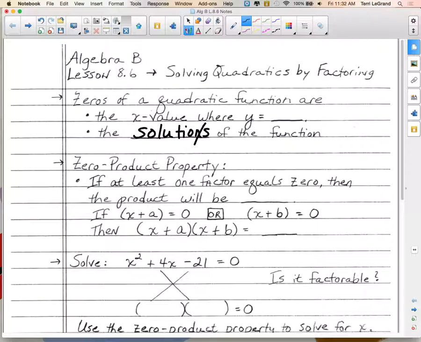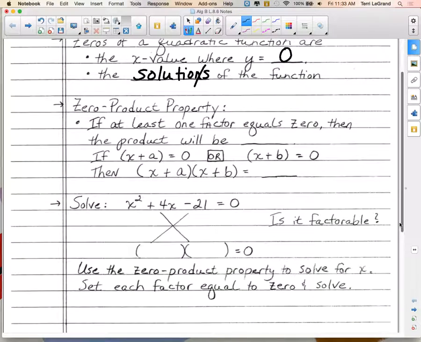Well, then that means we have to somehow come up with a way to find the zeros without graphing, without being able to see where it's going to cross the x-axis. So we're going to have to find the x values where y equals 0 a different way. We're going to do it algebraically. There is a property called the zero product property.